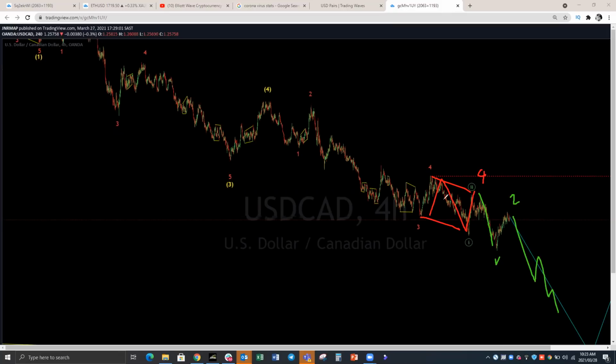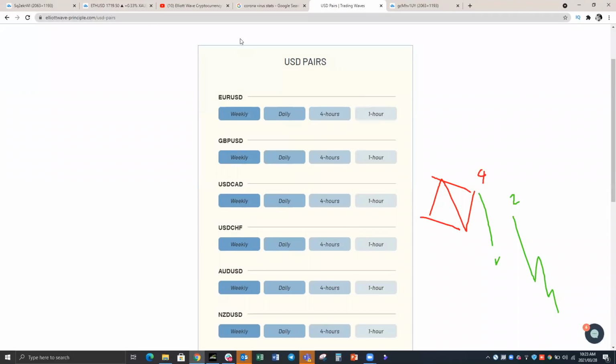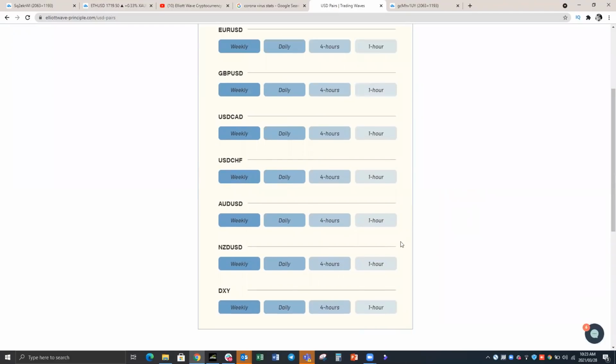So just be mindful of the fact that it does not change the structure. It will still be valid. So we're still looking for this to continue to the downside. That is how we're looking at US dollar CAD. Let's run through the rest. Very interesting structures for the next coming week. By interesting, as you know by now, I mean very clear.